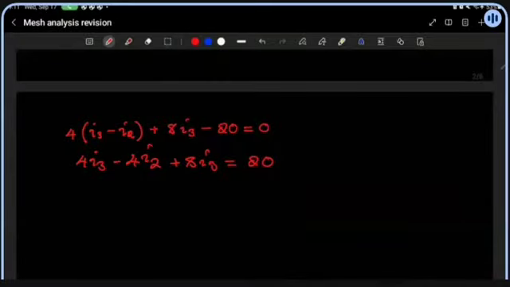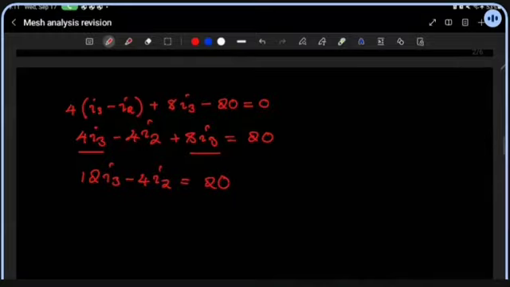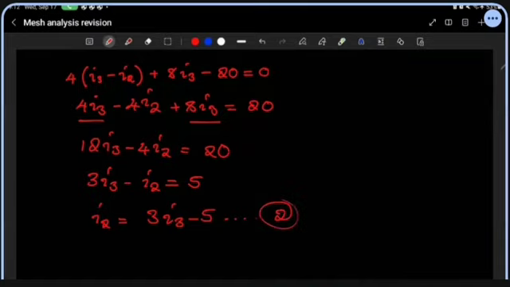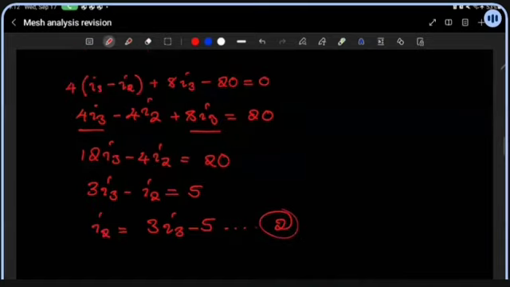We'll try to simplify it since it looks like 4 goes through and these are like. So we have 4 and 8, that is 12, is equal to 20. We'll divide through by 4, giving us 3I3 minus I2 is equal to 5. We'll make I2 the subject of the formula here. I2 becomes equal to, the 5 comes to the left, rearrange, 3I3 minus 5.